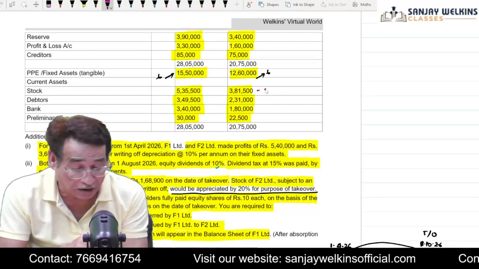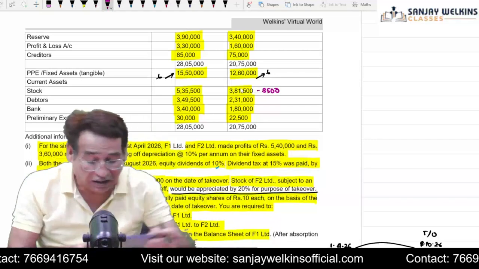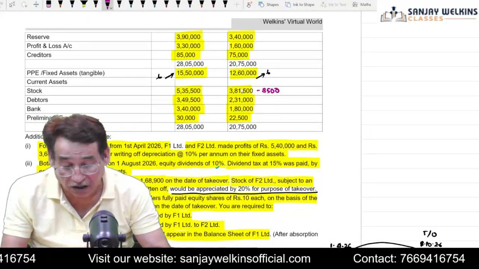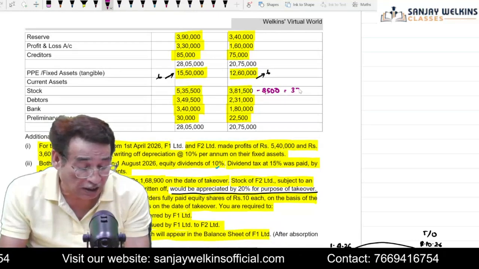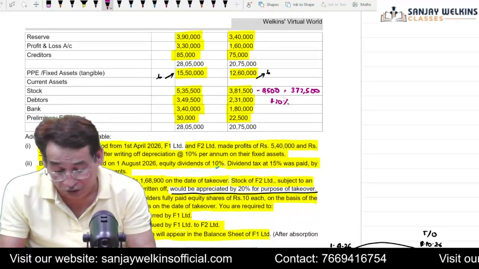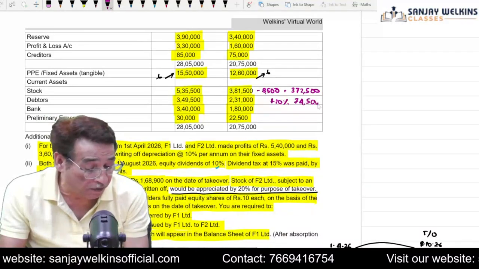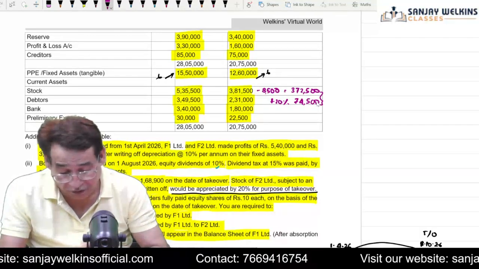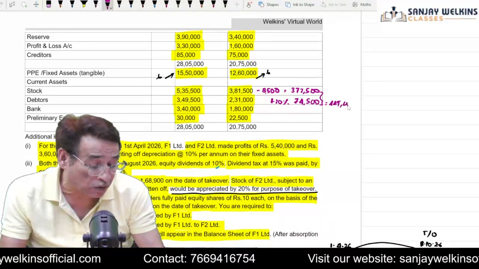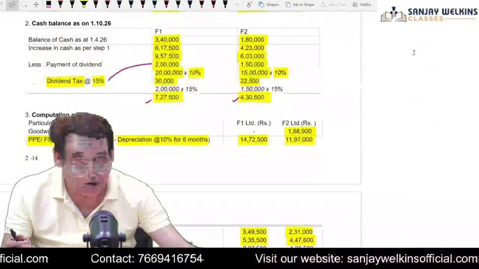First of all, I am going to subtract 8,500 from the stock value. Stock value is 381,000. So from 381,000, I'm going to subtract 8,500. Really sorry. So now the value is 372,500. And this will be appreciated by 20%. So I will compute now 20% of 372,500. That is equal to 74,500. And now I will add this to 372,500. So that comes to 4,47,000. So stock of F2 Limited has been taken over at this value. Is it clear to you or not? So stock has been taken over at this particular value.